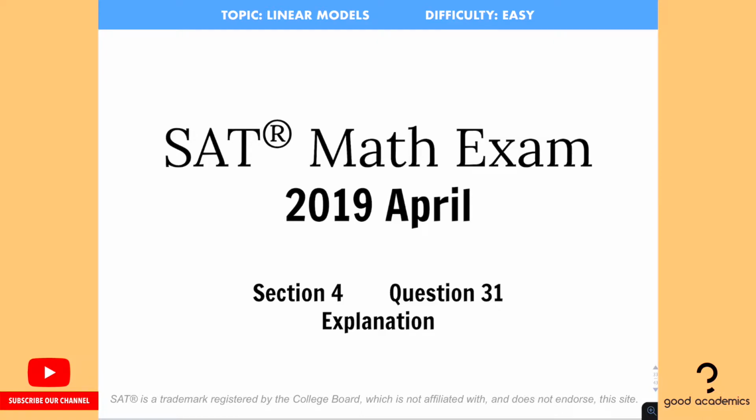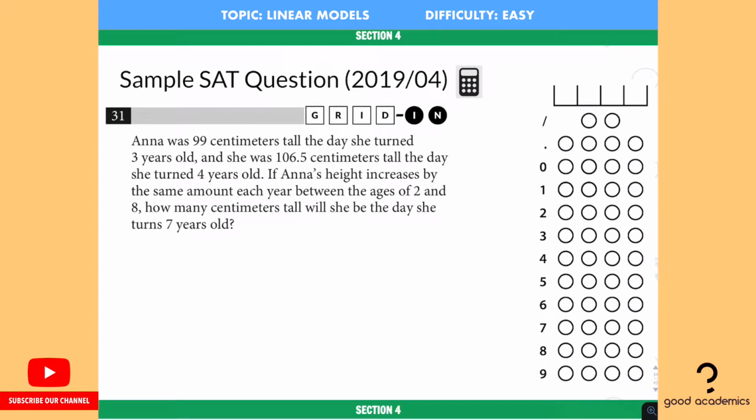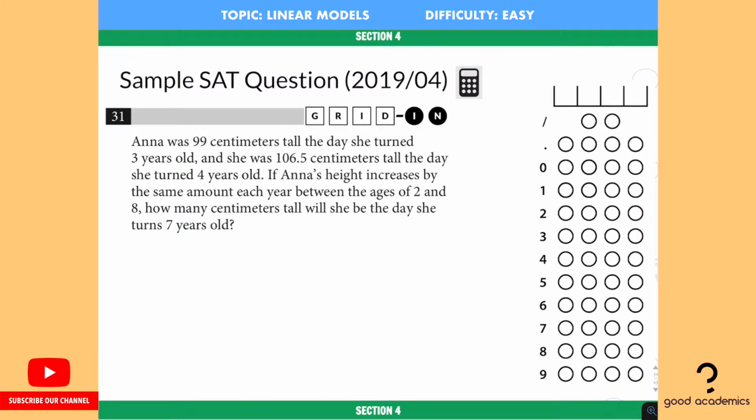In this video, we will go through 2019 April SAT exam section 4, question 31. In this question, you may pause and read the question first. If you have read it, then let's keep going. It says Anna was 99 centimeters tall the day she turned 3 years old.